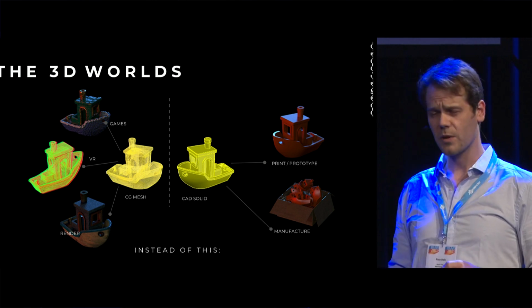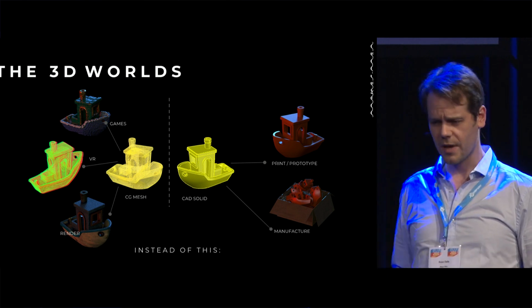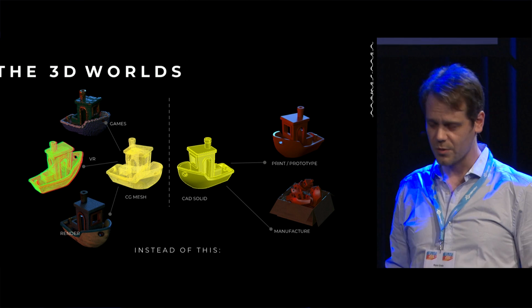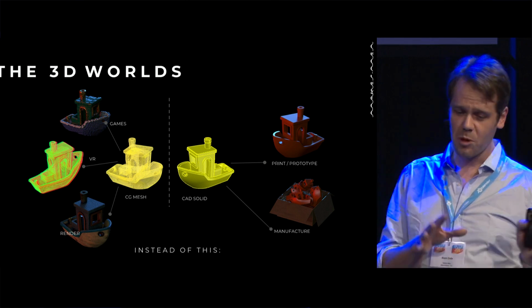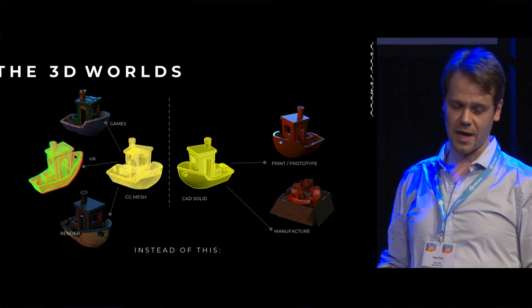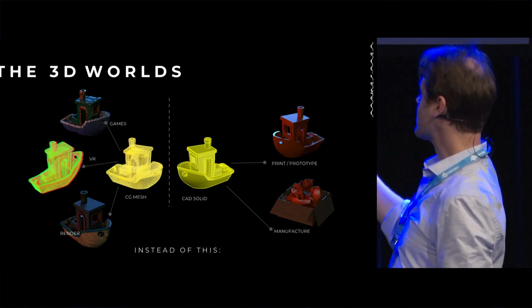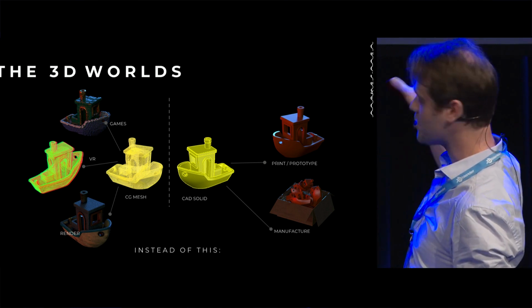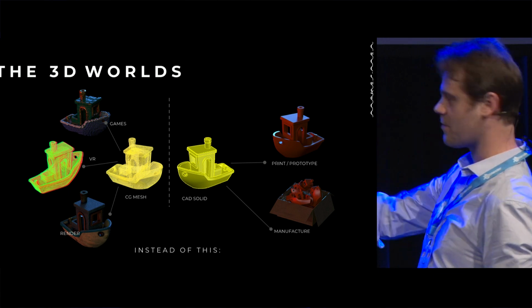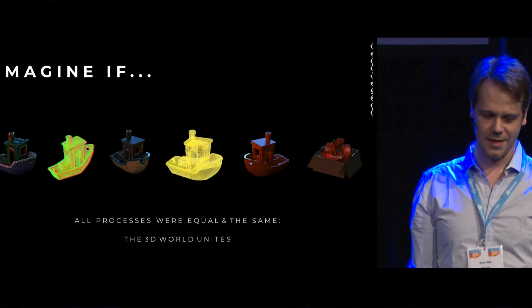We mainly work in SolidWorks and AutoCAD, the industry standard tools. But at the end of the day, the output is always turned into an STL. With this, obviously, we've got a CAD solid. You can go straight to print, straight to manufacture, and obviously, you know, a CG mesh.